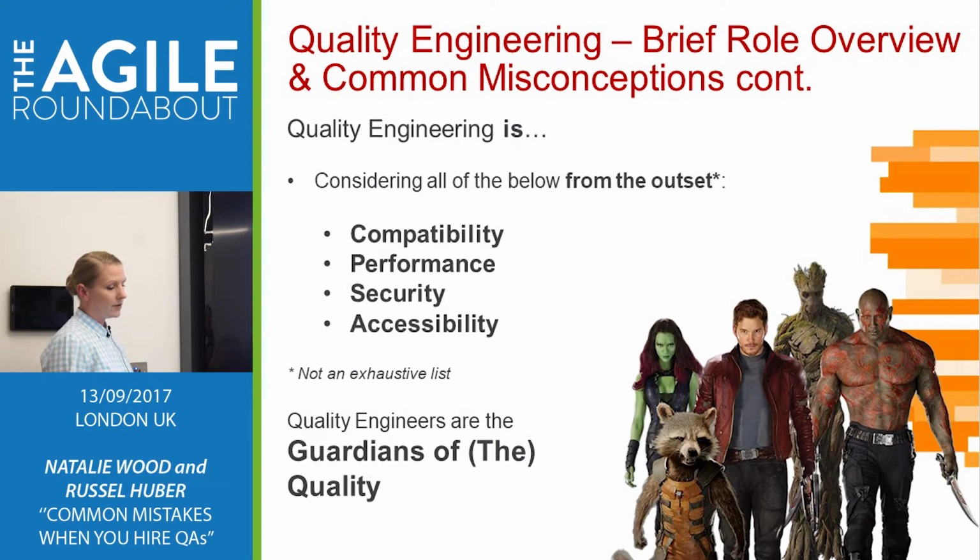So just some other general areas that we cover with quality engineering, and it's about thinking about all of these things from the outset. Again, this isn't an exhaustive list, but this is a list of things that we focus on particularly for our product, because they're important for the kind of product that we have. So compatibility, performance, security, and accessibility. The quality engineers are the guardians of quality, and I've got a little picture of my team just here.